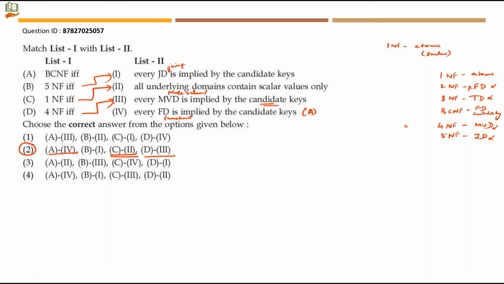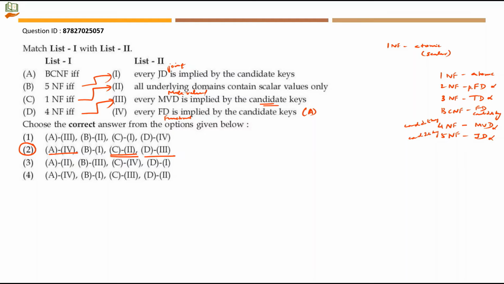But except for the candidate key, there should be no multi-value dependency. Except for the candidate key, there should be no joint dependencies. This is what the statement says about 4NF and 5NF respectively. So they have given JD implied by the candidate key, MVD implied by the candidate key. Similarly, FD is implied by the candidate key.